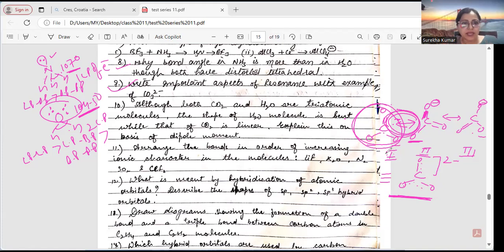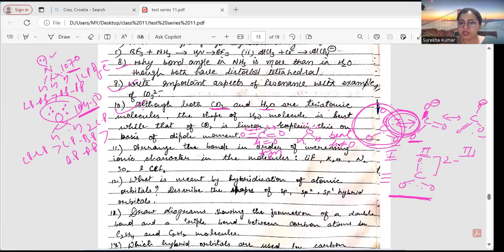Okay. Next is the 10th question. Although both CO2 and water are triatomic, meaning both of these are made up of three atoms, the shape of the water molecule is bent while that of CO2 is linear. Explain this on the basis of dipole moment. See, in carbon dioxide, no lone pair of electrons is there. Its dipole moment is zero. If zero dipole moment is there, the structure will be symmetrical, that is linear. But in case of water, because of the presence of two lone pairs of electrons, the structure is bent and dipole moment is not zero.